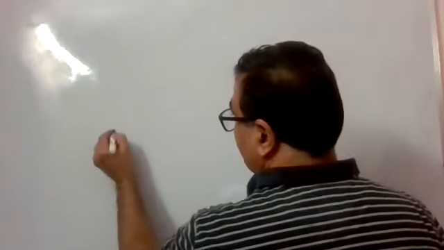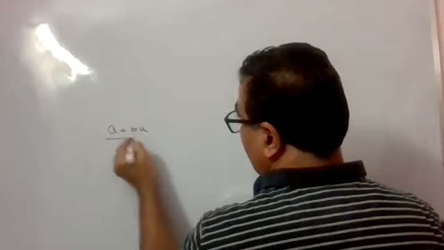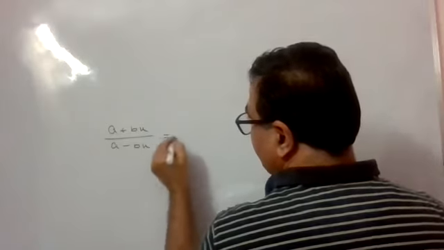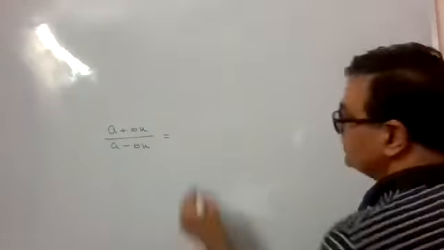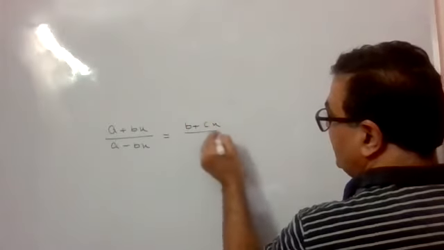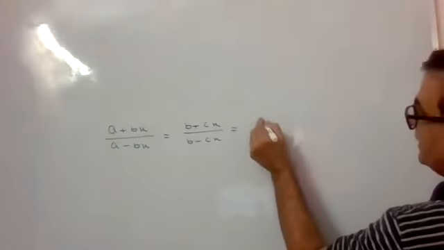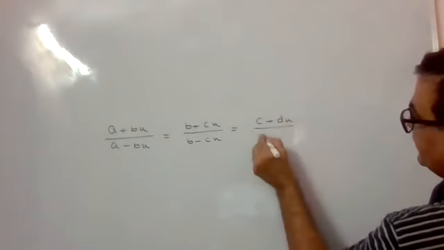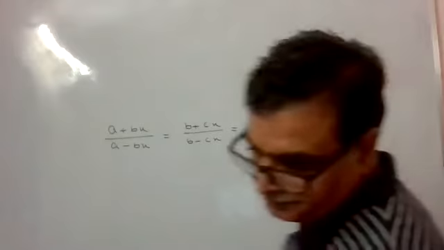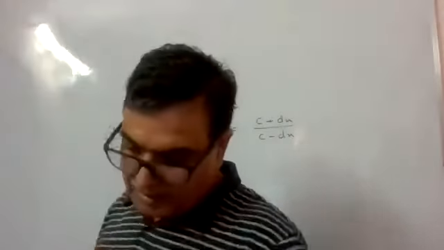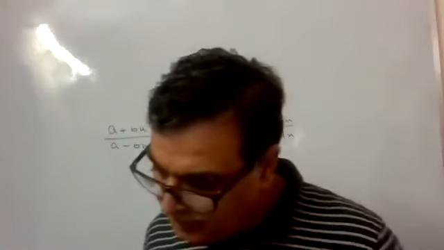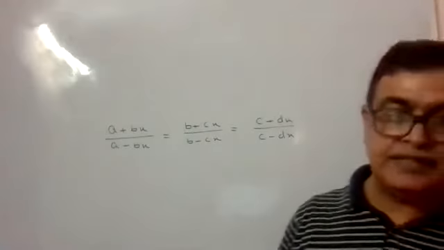One more question, write down, which is on NCERT. If (A plus BX) by (A minus BX) is equal to (B plus CX) by (B minus CX) equal to (C plus DX) by (C minus DX). This is the condition given to you. Then the question is, show that A, B, C, D are in GP.